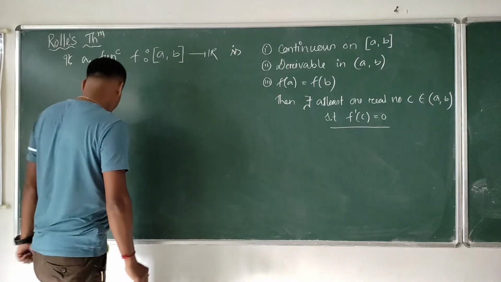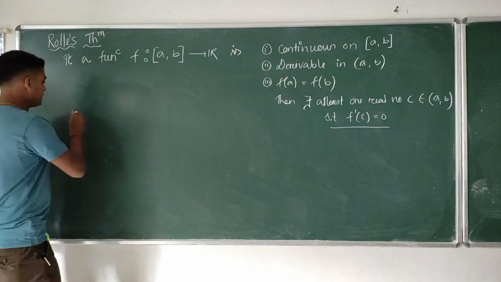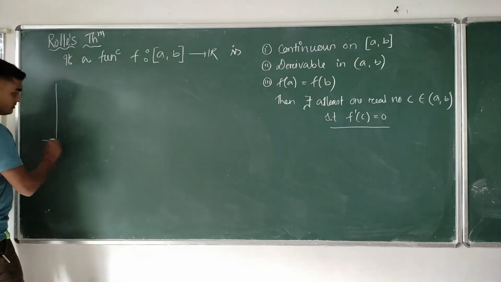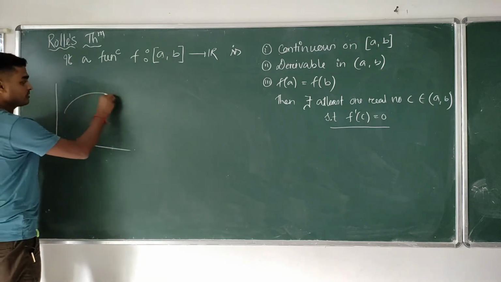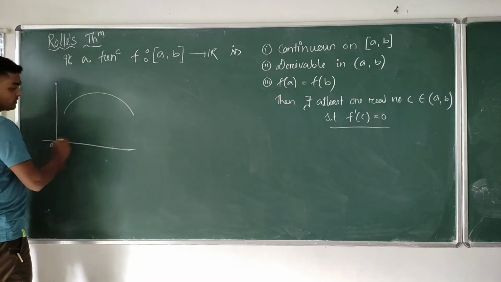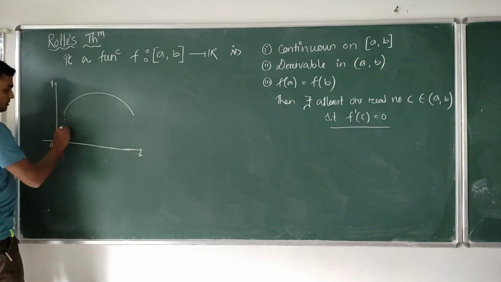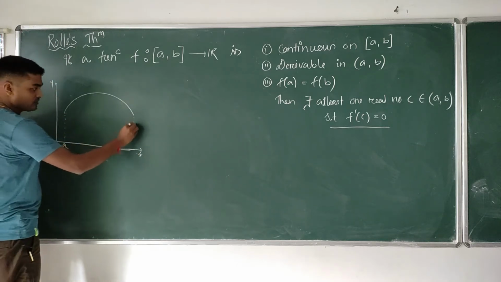So I am going to explain. Derivable means what? First of all, continuous means, let us consider with the help of a graph, let us try to understand it. So this one is x axis and this one is y axis, this one is origin, x axis. So suppose this is the point A and this one is the point B.